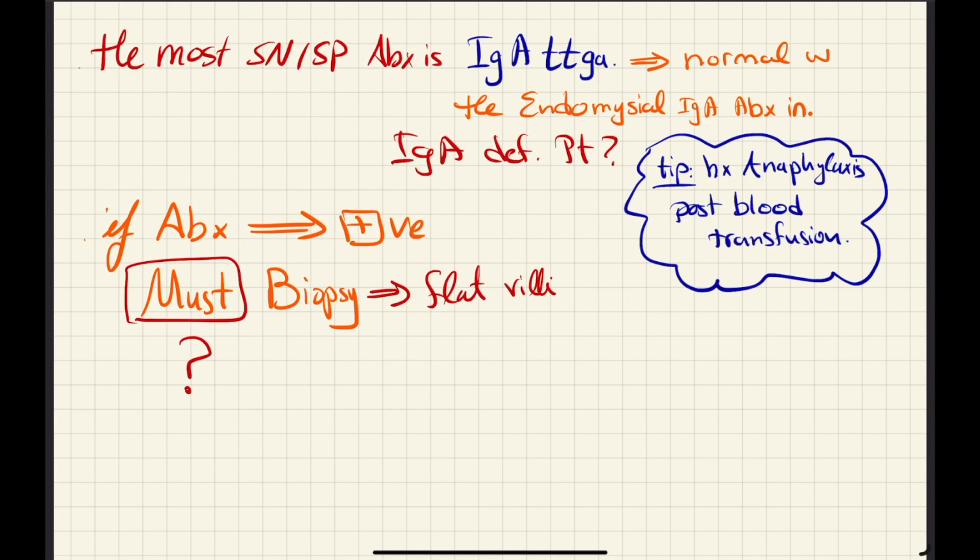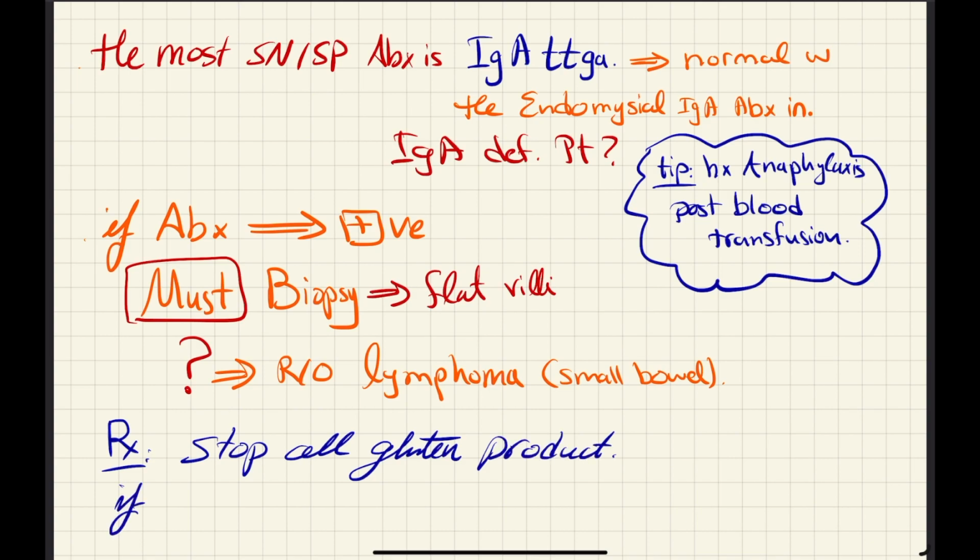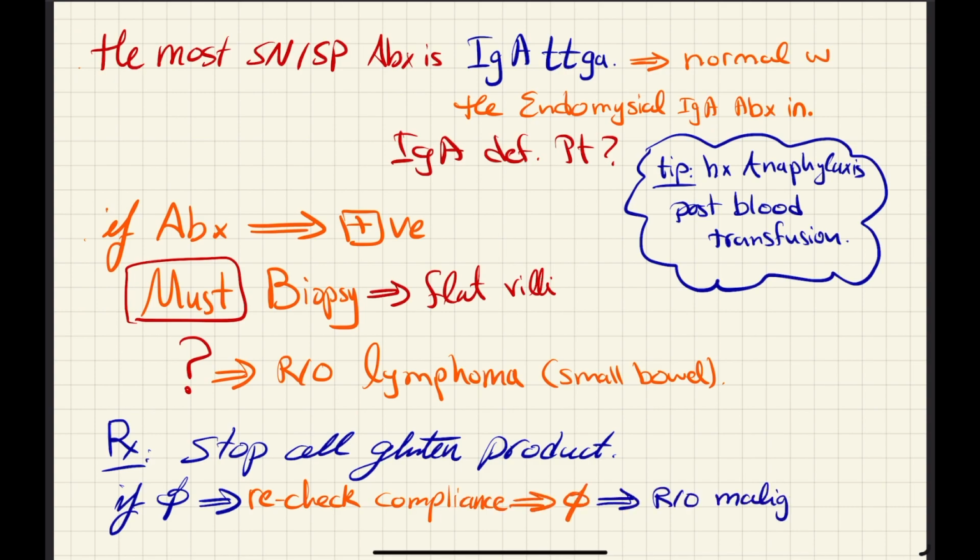It's a must, the biopsy, and to reveal flat villi. It's a must because you need to rule out lymphoma of the small bowel. This is a complication of celiac disease, and this is critical. All the patients, regardless of whether they have positive antibodies, you do the biopsy to rule out lymphoma and to confirm the diagnosis. For the treatment, remember, you put the patient on a gluten-free diet, and the most common cause of relapse is patient non-compliance. If the patient is compliant and yet he is not improving, you need to rule out malignancy again, and you do a scope and retake biopsies.